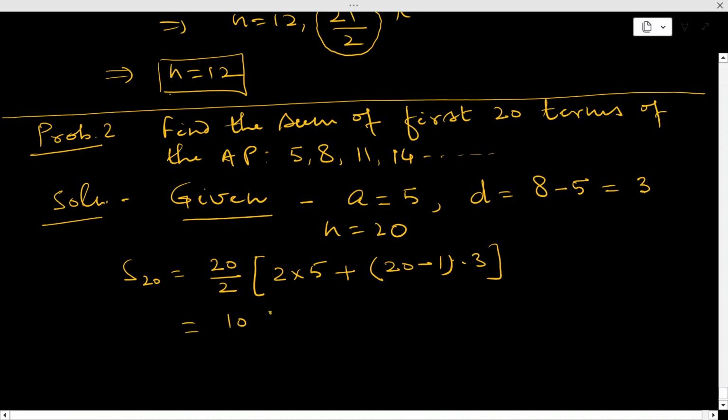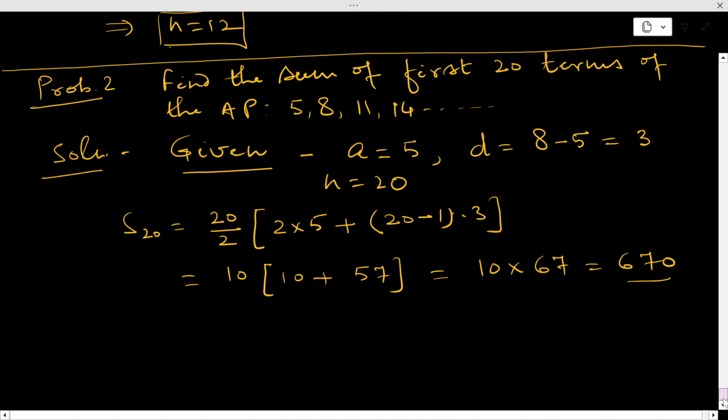and this will give you 10, and this 2 into 5 is again 10, plus here we are having 20 minus 1 which is 19, and 19 into 3 is 57. So this is 10 into 57 plus 10 is 67, so this is coming out as 670. So the sum of first 20 terms of this AP is 670.